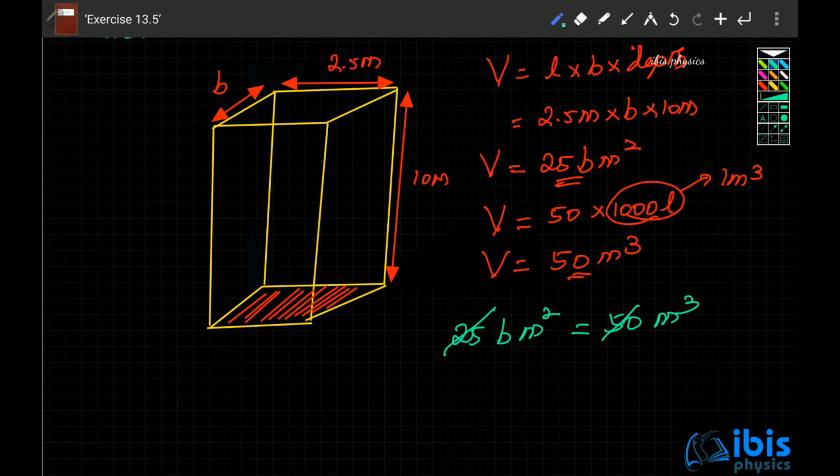This 25 cancels 50 two times because this 25 comes down here, or I will just do it this way. So b and this meter square and cube will be cancelled, meter will be left out. So 50 meter divided by 25 will be there. These two cancel out two times, so it is 2 meter. So the breadth of this cuboid is 2 meter.